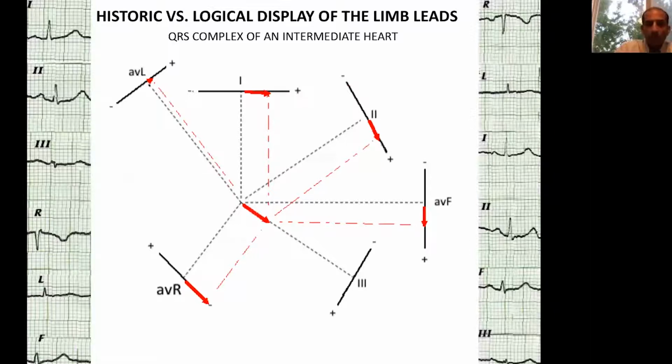going away from AVR. It is usually going towards AVL, so the AVL is also positive, but it is not as positive as lead 1 and 2. And then AVF is also positive.